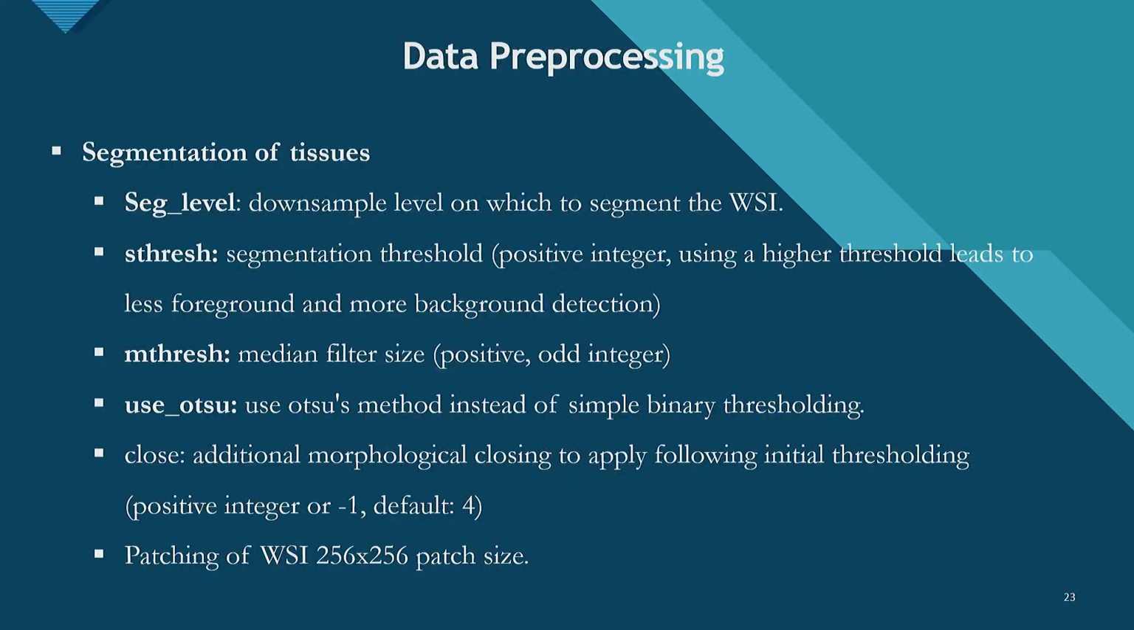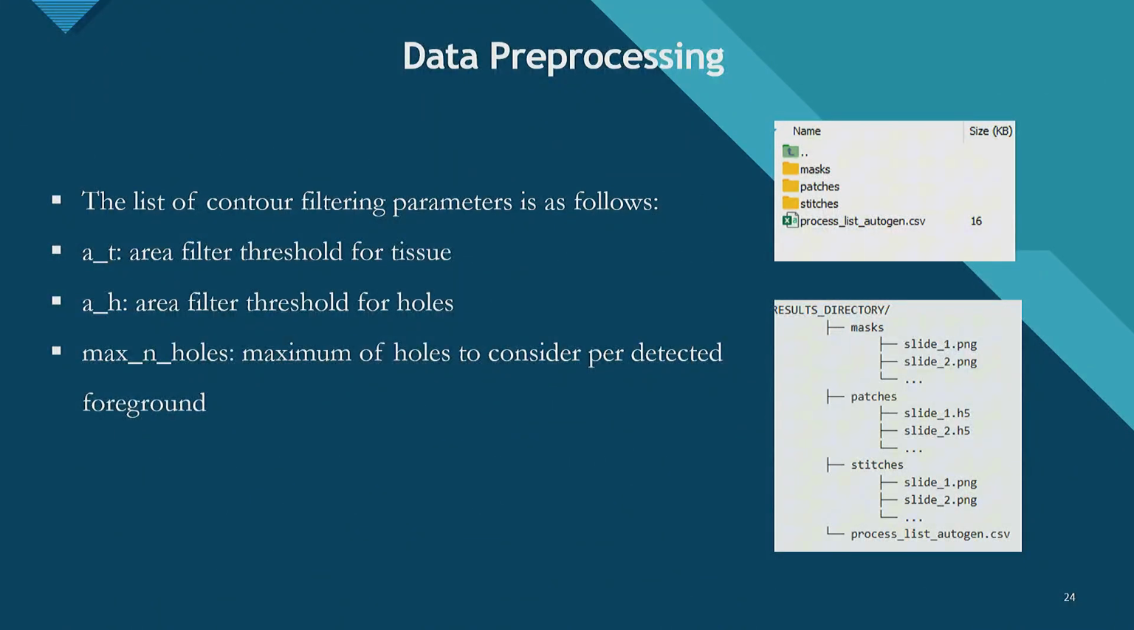So these are different kinds of segmentation parameters you can see here, and we make patches of 256 by 256. And these are other parameters. For example, we have AT, area filter threshold for tissue, and AH, area filter threshold for holes, because sometimes in whole slide images there are some holes as well, so we want to fix how much area of the hole should be. If it is too big, then we have to consider it. If it is small, then we just ignore it.